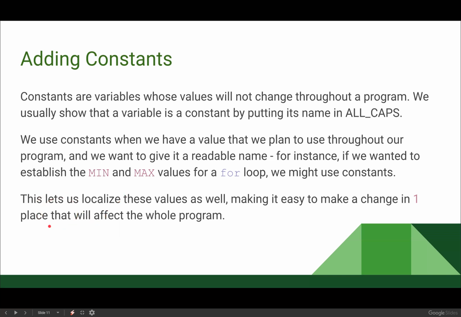This also lets me localize where that value is going to be changed. So if I make my min and max values for a for loop, I can use those min and max values throughout my program. And if somewhere down the road I want to change what those values are, I don't have to find every single place in my program where they exist. I can just find the one place they are at the top and say min is now a different number, max is now a different number, and that affects my whole program. So constants are sometimes useful in our programs.